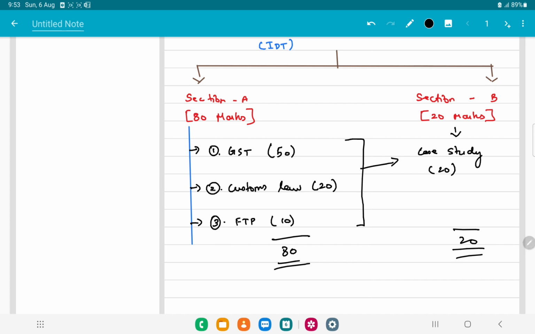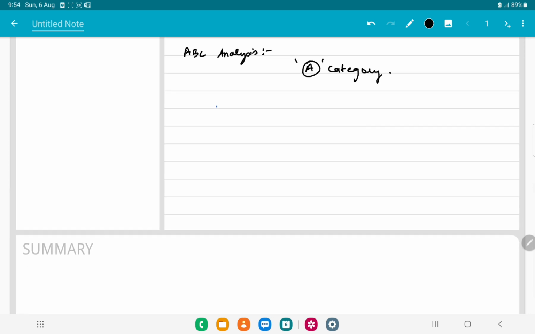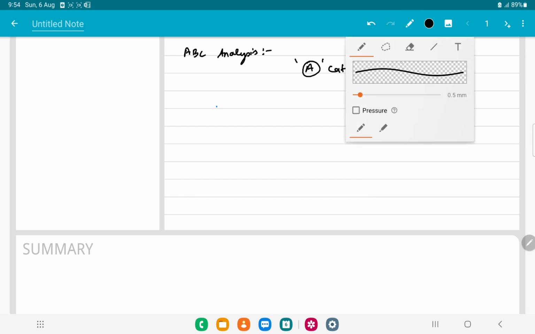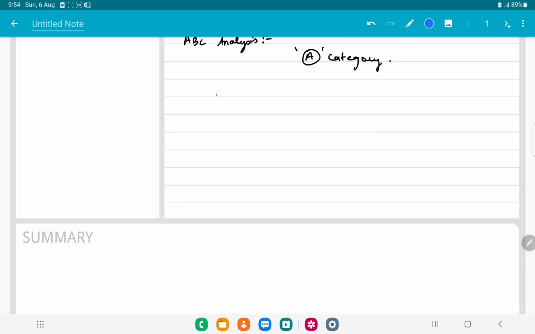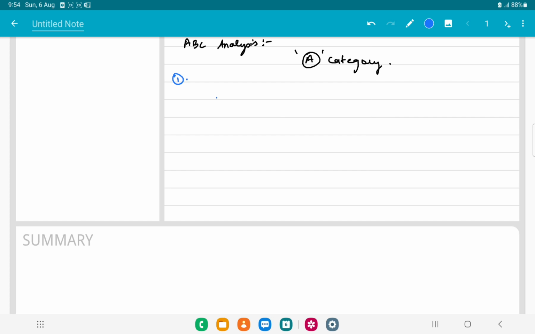Today we will cover ABC analysis. In this ABC analysis we are going to discuss the A category: what are the most important topics to be covered from your syllabus. These A category topics are very, very important. For today's session, only the names of the topics are going to be highlighted. Going forward I will also cover the B and C categories in continuation to these notes.